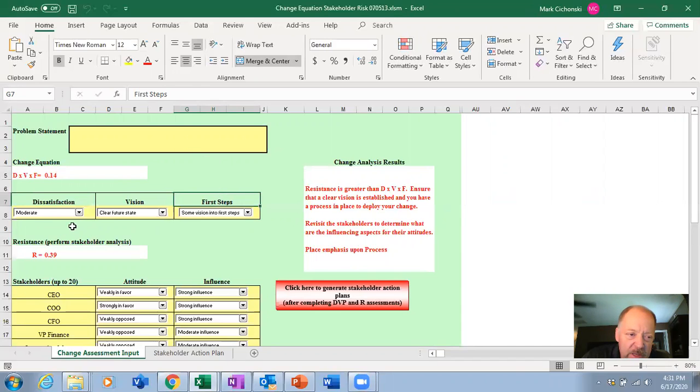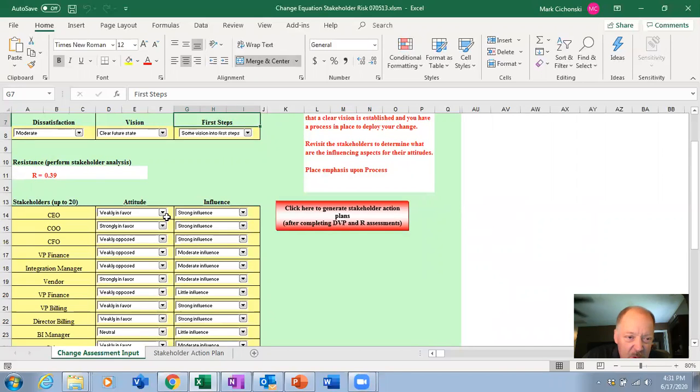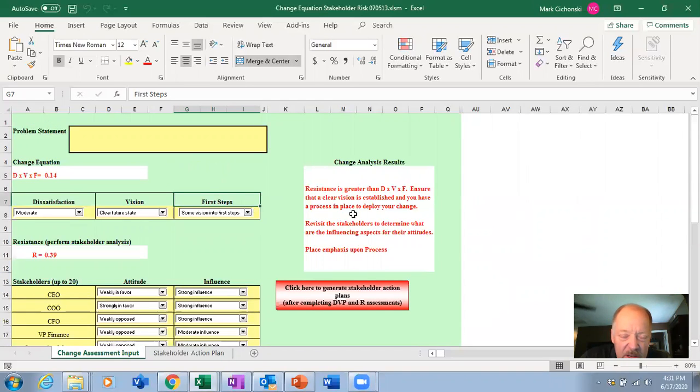So when you go through this, you just select these different drop downs here: moderate, clear future state, first steps are unknown, some vision into the first steps, and so on and so forth. And then you rate the different stakeholders for attitude, strongly opposed versus strongly in favor, and influence. How much influence do they have? And when you do that, it will tell you, for example, here, that the resistance right now is greater than D times V, so you have to come up with a stakeholder action plan.